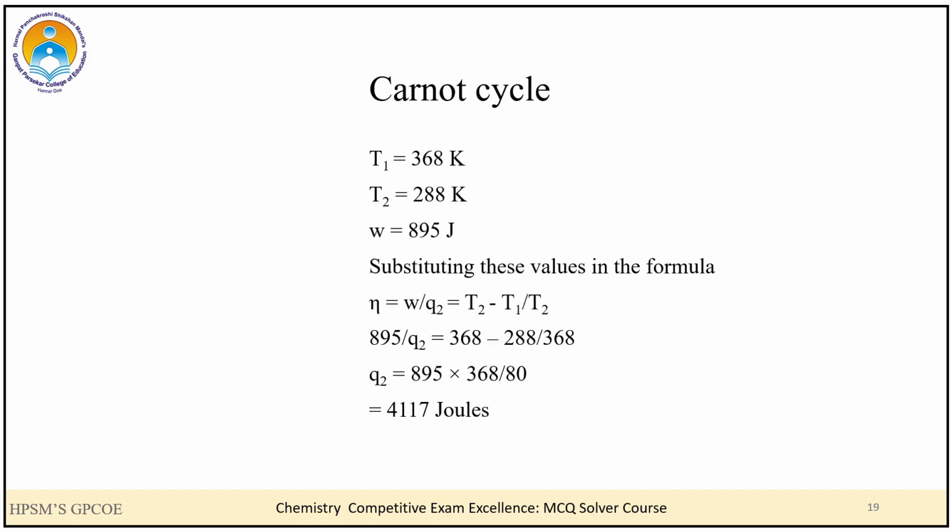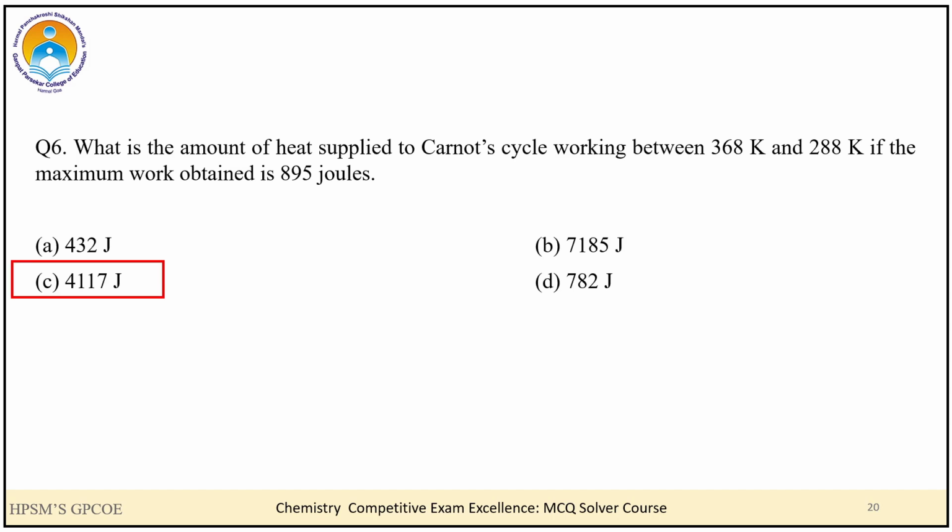This problem is based on the Carnot cycle, wherein the eta, that is the efficiency of the engine, is given as W divided by Q2, which can be expanded as T2 minus T1 upon T2. If we substitute the corresponding values, we get an expression for Q2 which is equal to 895 into 368 divided by 80. Solving this, we get a final answer of 4117 joules. Thus, option C is the correct answer.